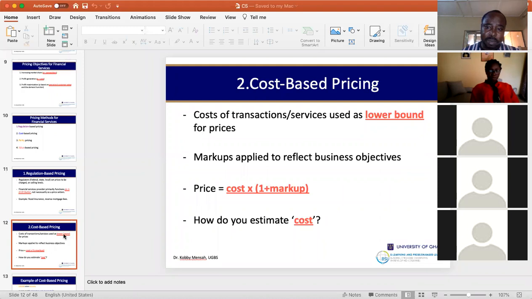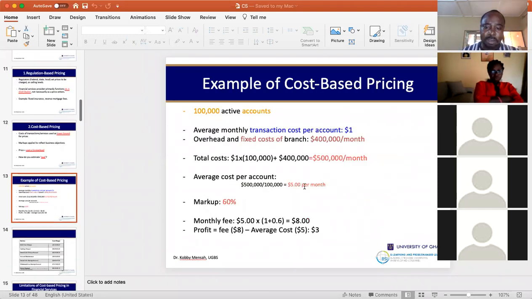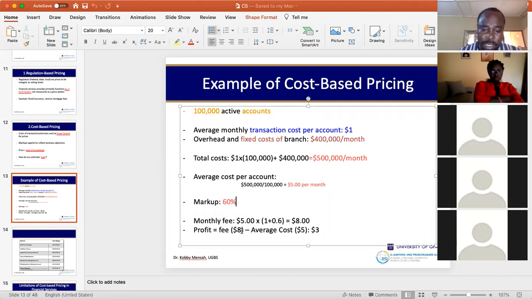Now, the cost-based pricing, as we discussed: you look at your cost items, and then you add your markup. Let's look at this example; you can see that it's been worked out already. You have 100,000 active accounts, which is active customers. Average monthly transaction cost per account is 1 cedi, just as Bridget was talking about the education policy. So the cost of that policy per account is 1 cedi.